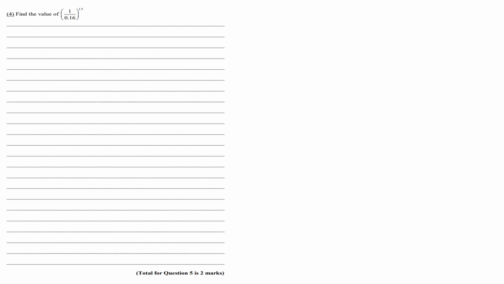This is question number 4. Find the value of 1 over 0.16 to the power of 1.5. So step 1 is to write 1.5 as a fraction. So I'm going to have 1 divided by 0.16 to the power of 3 halves, or 3 over 2, because 1.5 is the same as saying 3 halves. Hopefully that makes sense.